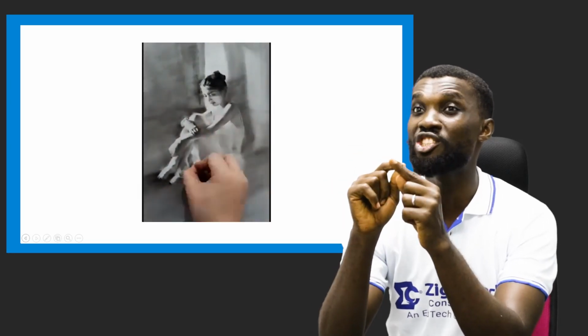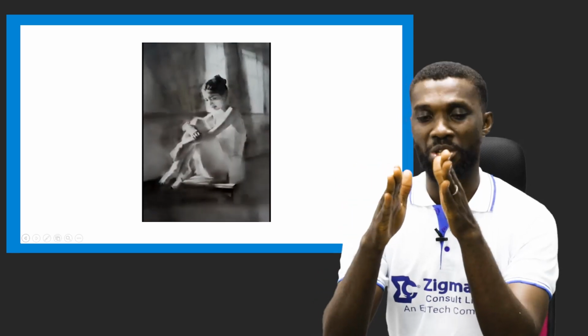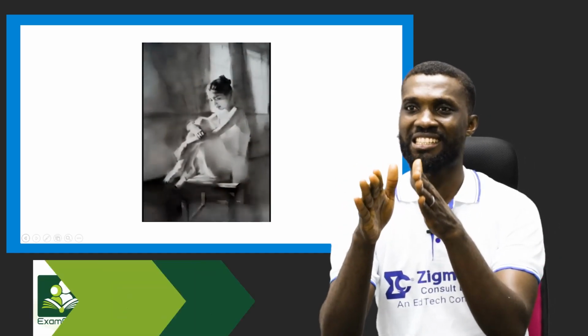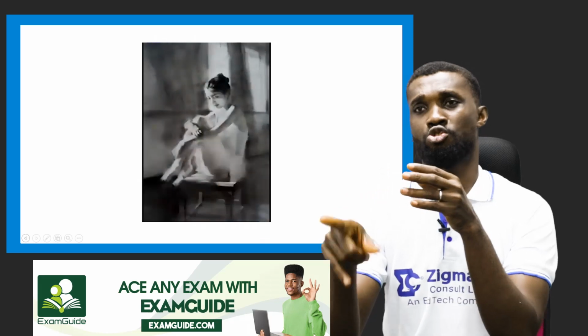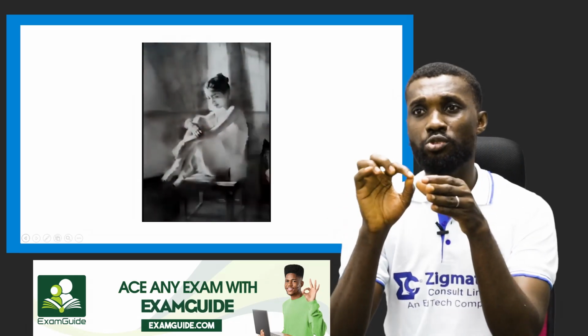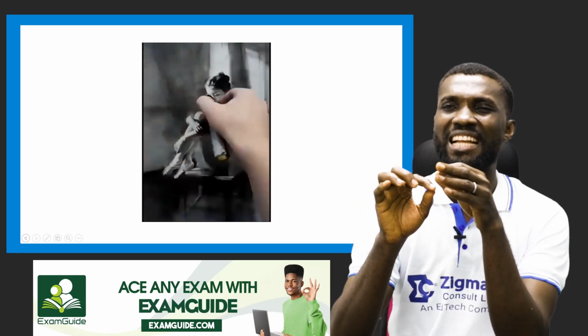Now, that can only be achieved if you understand how to apply what? Tones and values. You understand how to increase light, darken the light, show the highlight, put all these things in place to come up with an amazing work.